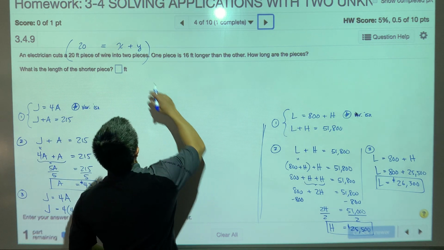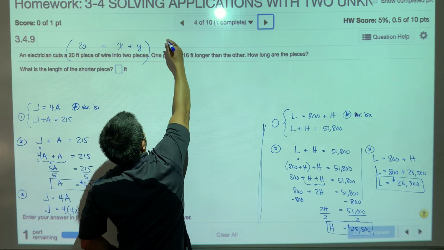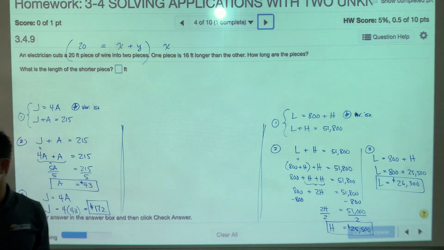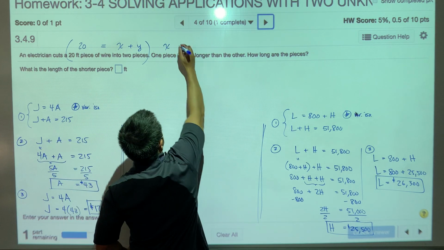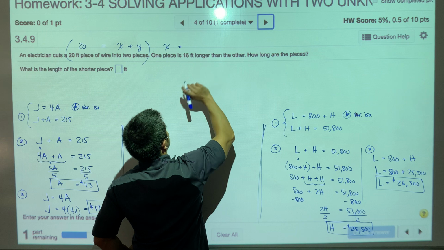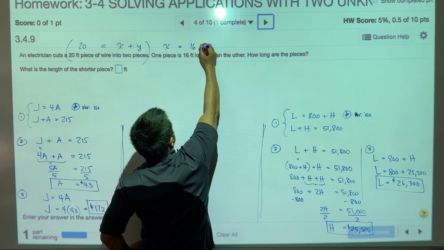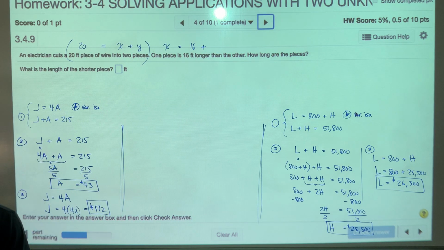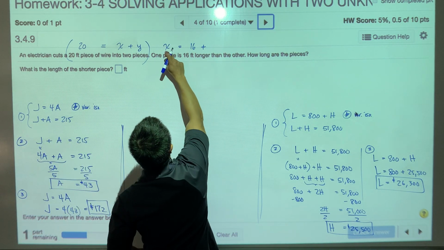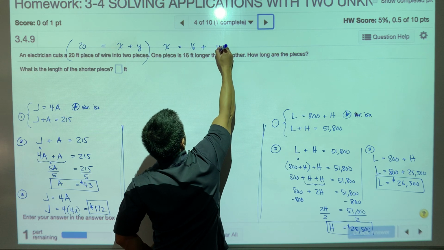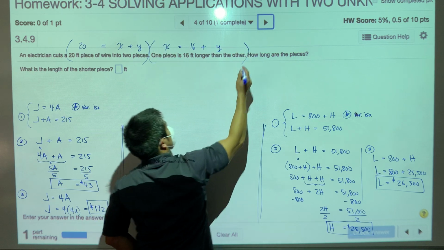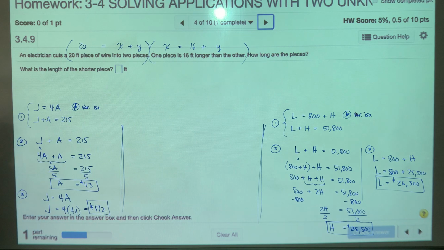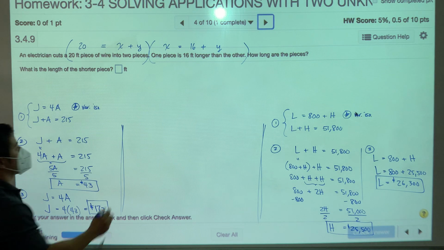One piece. Which one do you want to pick? Does it matter? No. Let's just say X. You could say Y. It doesn't make a difference. One of the pieces is 16 feet longer. In other words, it's 16 more than, right? 16 more than the other. Well, if we said one piece is X, then the other's got to be 16 plus Y. And that covers the 2 equations. Make sense? Let's go write it down.